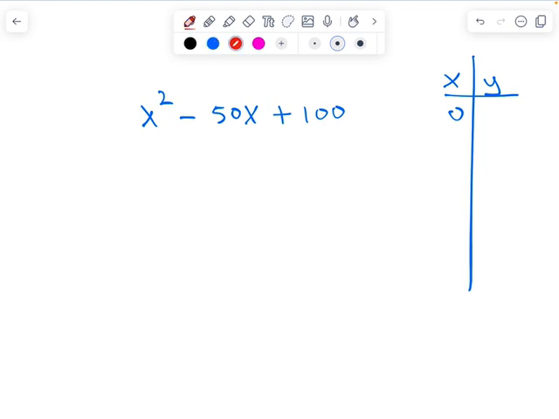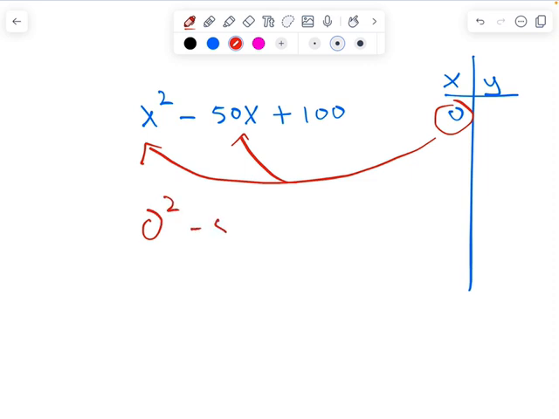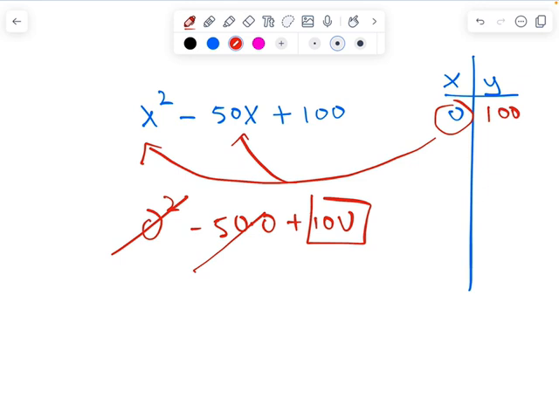When x is 0, if I plug it into my equation in those spots, my equation becomes 0 squared minus 50 times 0 plus 100. Well, this term disappears completely, this term disappears, and the only term that survives is the last one. The last one is 100. So here the last term is pulling all the weight.